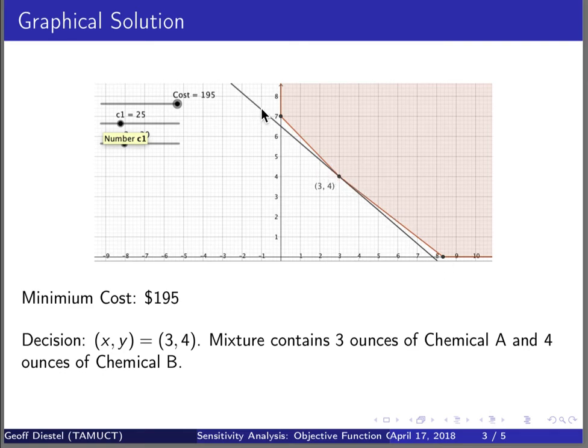So as long as the slope of our objective line is between the slopes of these two edges, we will have a picture similar to this. But once the objective line becomes either too steep or too flat, it will force us to make a different decision.